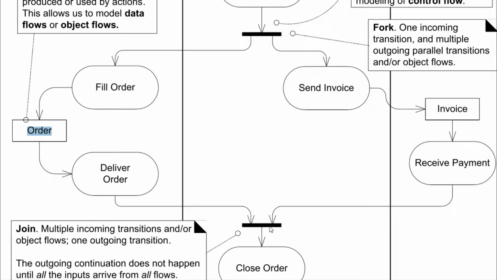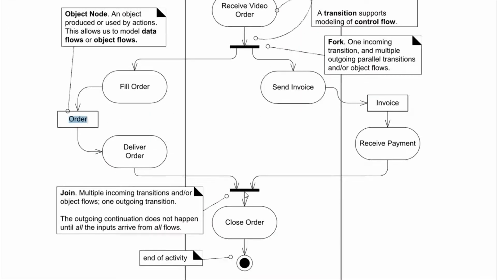The difference between a fork and a join is that a join has multiple incoming transitions or objects and one outgoing transition. This also means that the outgoing transition will not happen until all the input flows arrive at the join. In our case, once this join completes, we proceed to the close order activity. Once this activity completes, we represent the end of the activity with this hollow circle.